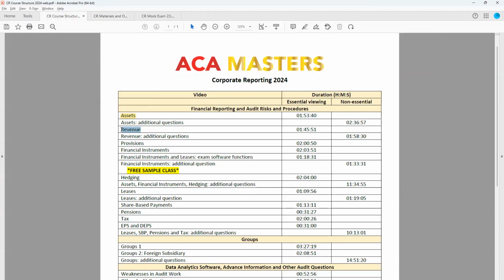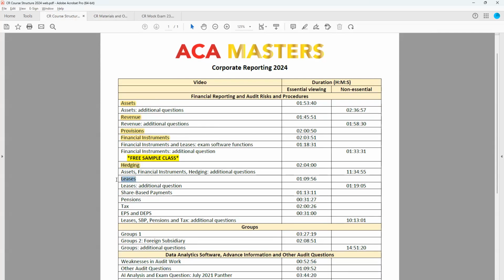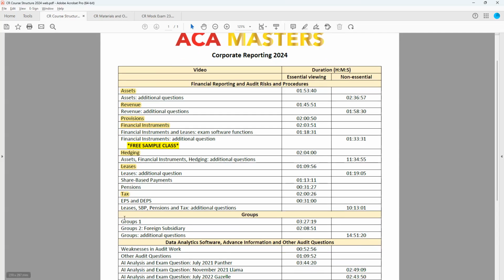So after assets and revenue, we'll then look at provisions, financial instruments, hedging, all of the main topics which are examined in the CR exam. Leases, share-based payments, pensions, tax, of course, including deferred tax, everybody's favorite topic. And then we'll also look at groups.